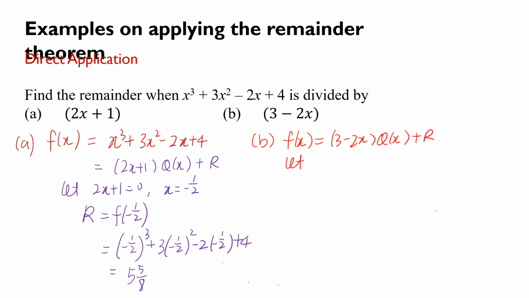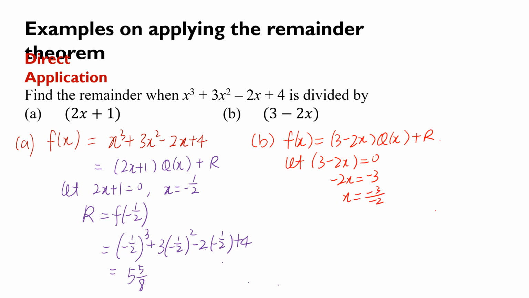Okay, so we're going to let 3 minus 2x equal 0. So negative 2x equals negative 3. X will be negative 3 divided by negative 2, which gives you 3 over 2. The remainder theorem says that the remainder will just be f of 3 over 2.